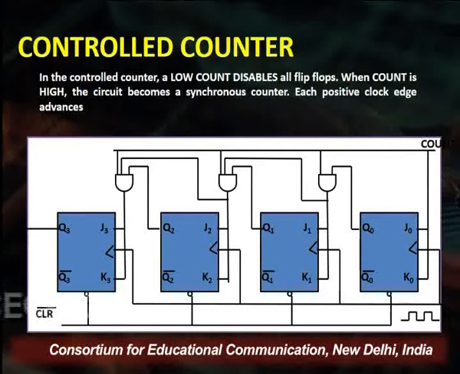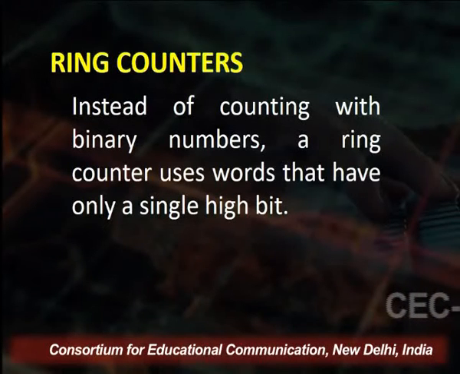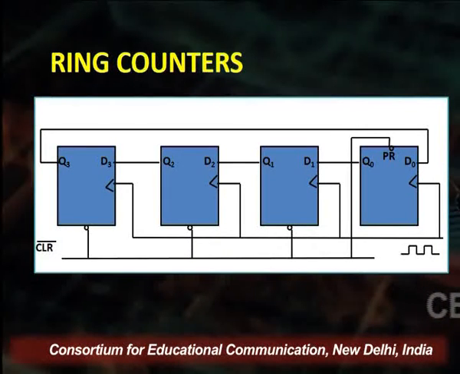Now we move to another category of counters, which are the ring counters. In counting, sometimes we have to address some memory locations. For this, ring counters are used. So what are ring counters? Ring counters are the counters which, instead of counting with binary numbers, have only a particular word which is controlled through a single high bit. It is clearer looking at the circuit which is now shown on your screen.